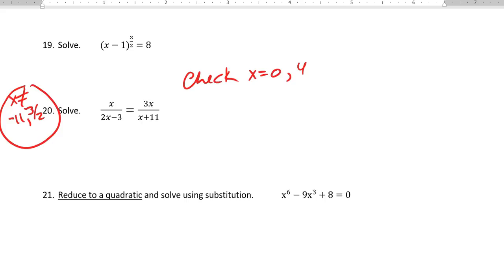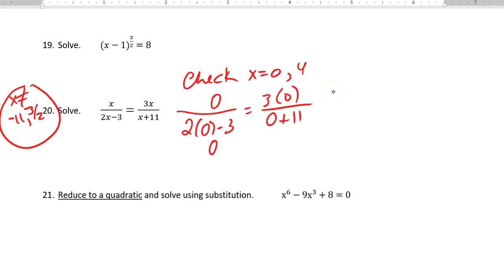So if I put in a 0, I do them one at a time, and I would get 0 divided by -3 and 0 divided by 11. And this is fine. You can have a 0 in the numerator. You just can't have it in the denominator. So this would be 0 equal to 0, and this is true.